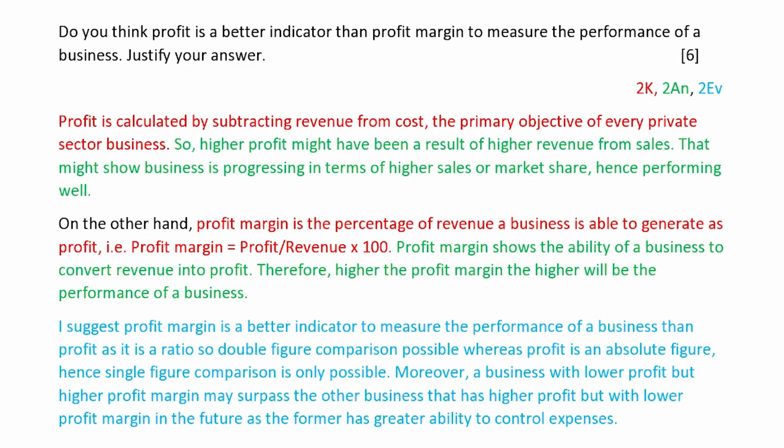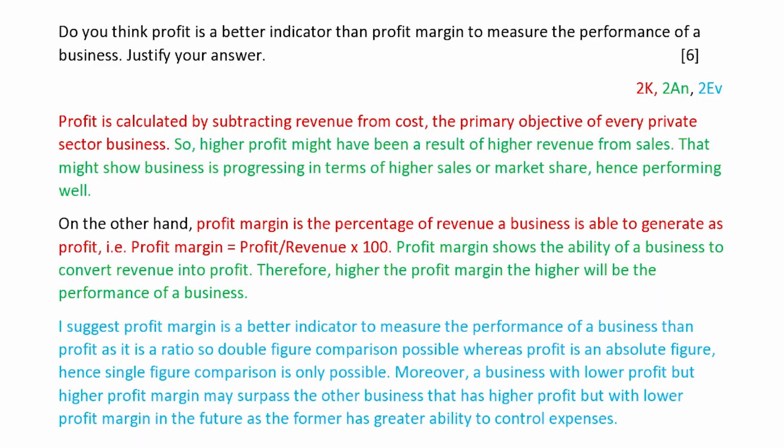So higher profit might have been a result of higher revenue from sales. I have just given an idea that it could be possible that it is the result of higher revenue and sales as well, because it might not be possible as well. But I have shown that it is also possible. That might be the possibility as well. So I am into my development. That might show business is progressing in terms of higher sales or market share, hence performing well.